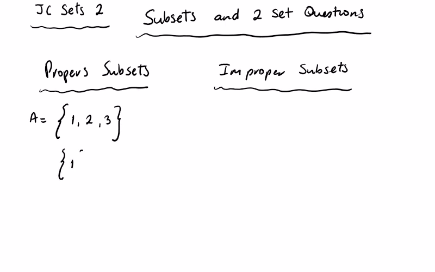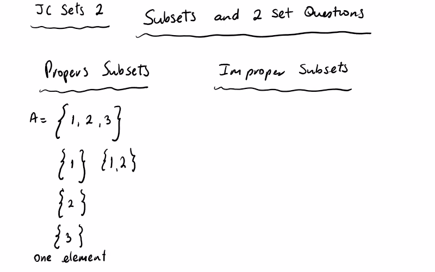We could have the set 1 on its own. We could have the set 2 on its own. We could have the set 3 on its own. We could also have the set 1 and 2, and these may be described in a question as one elements. So there's one element in these sets. We could also have 2 and 3, so there's two elements in these. We could also have 1 and 3. They're all the 2 element and 1 element sets.